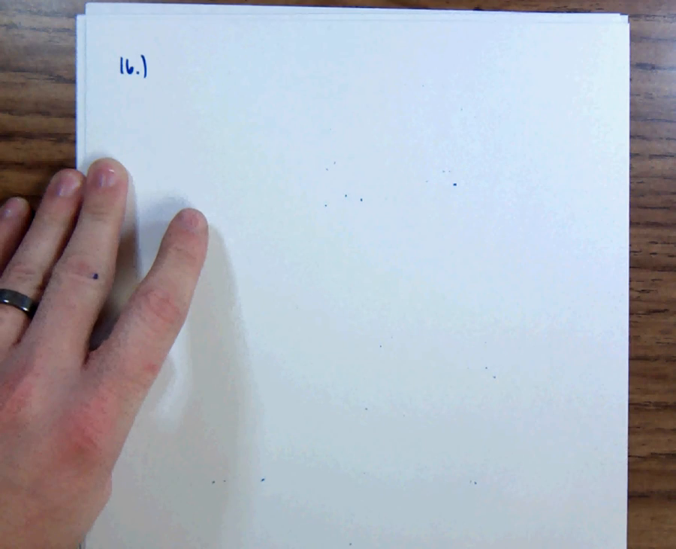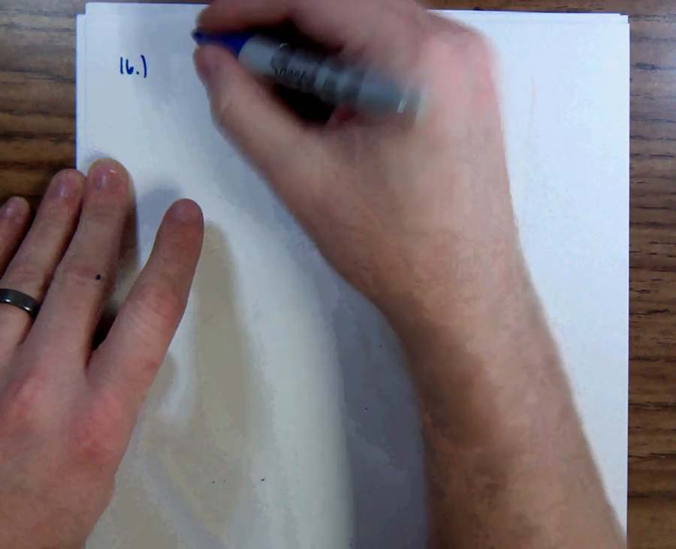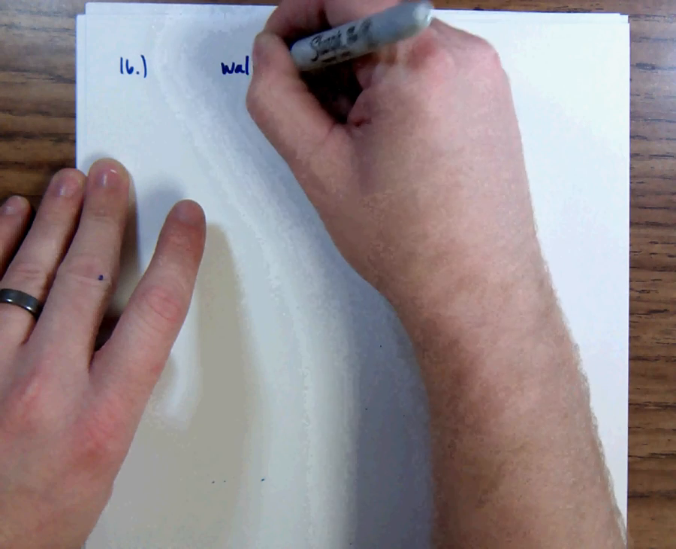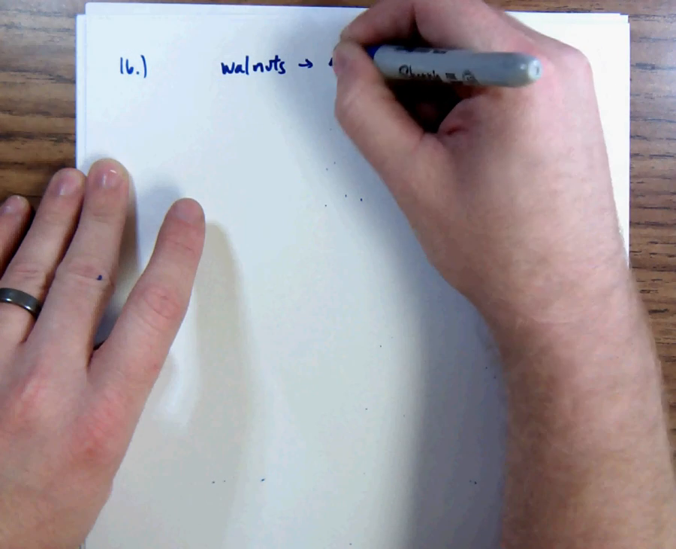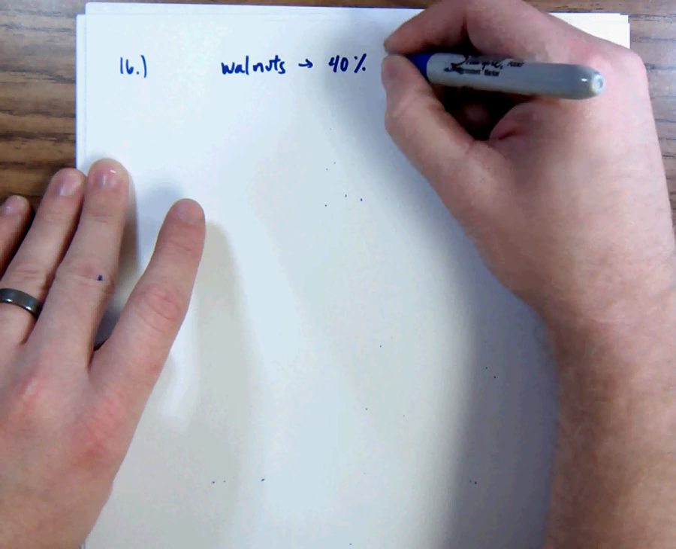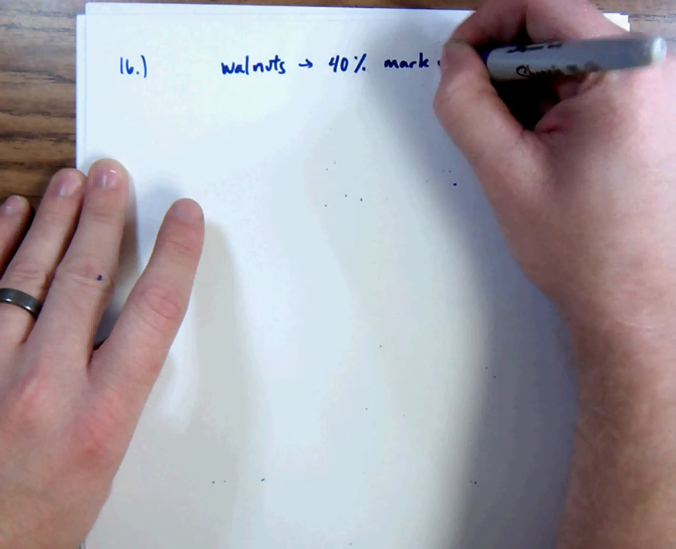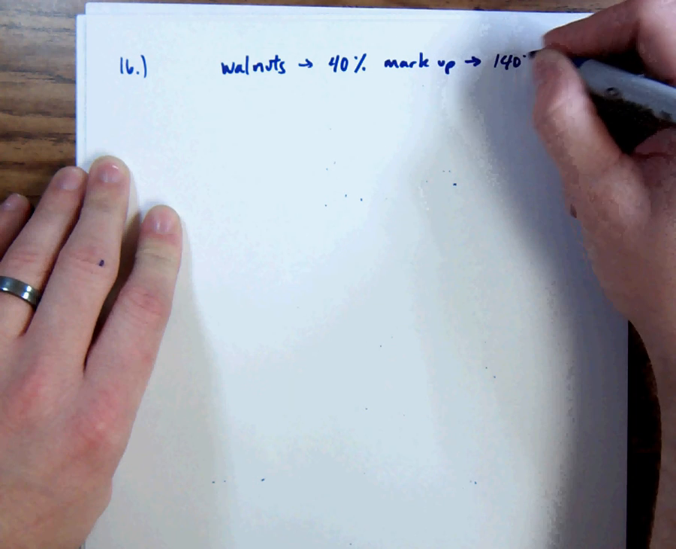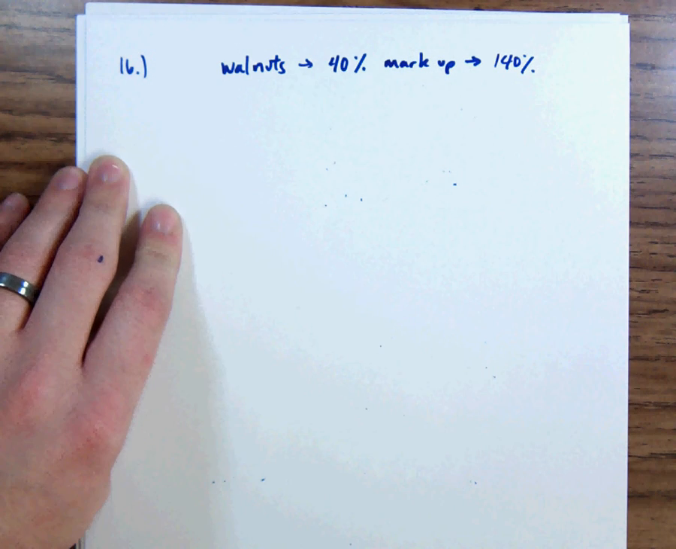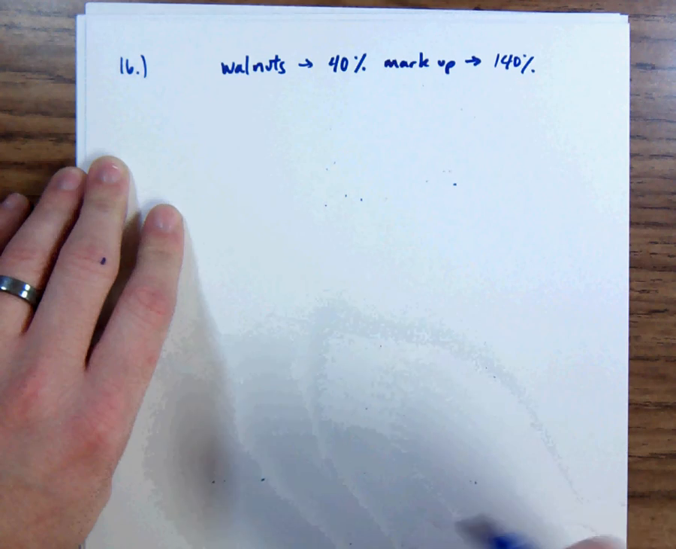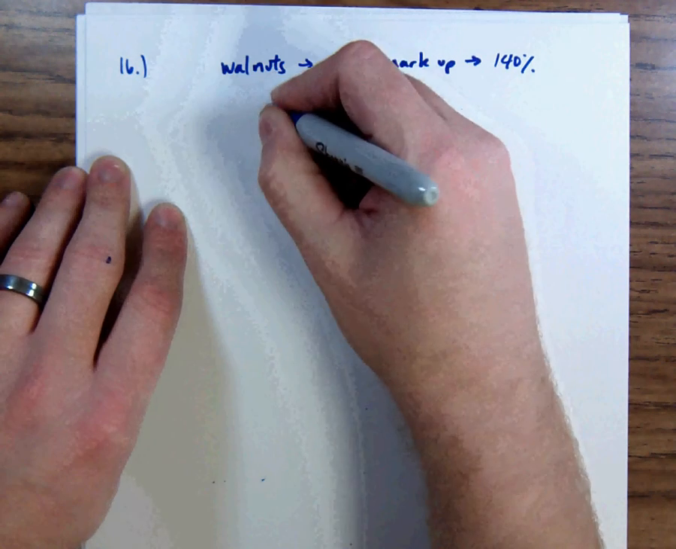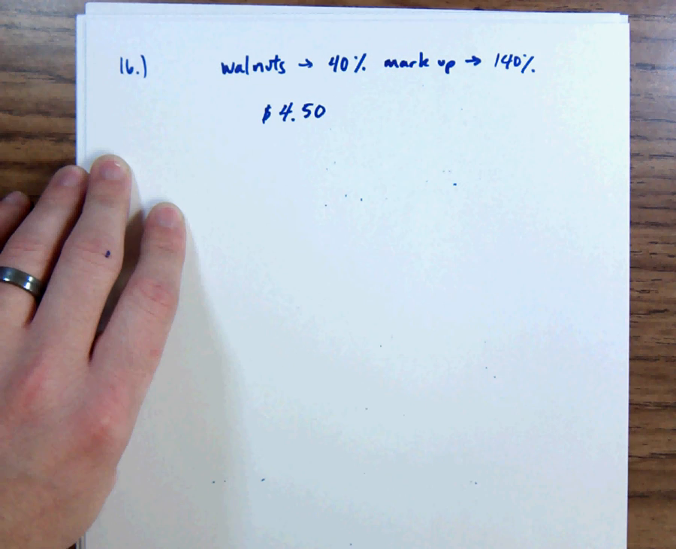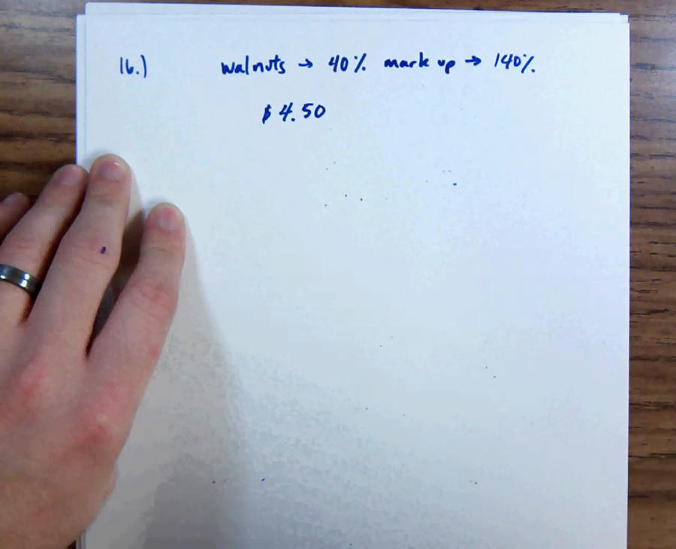A grocery shop sells walnuts for 40% markup. So, we have walnuts that go for 40% markup, which, if you think about it, just means that the walnuts get sold for 140% of whatever the grocery store can buy them for. Well, they buy them for $4.50. That's the original price per pound. We want to know how much they're going to sell for.